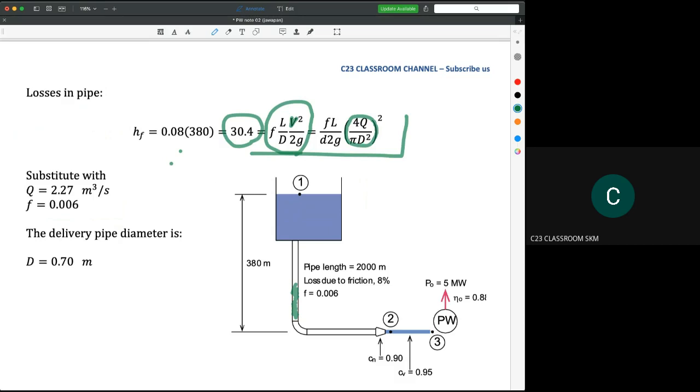You just substitute with the values. We know the Q here, and we know the f from the question. So we could calculate the value of D. The diameter of the delivery pipe is 0.70 meters.